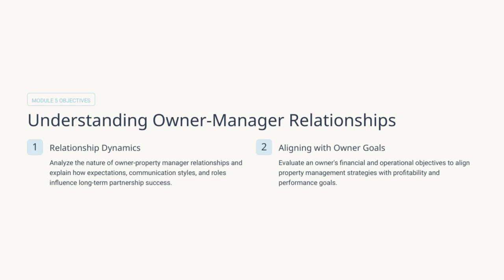Now, let's talk about how important it is to evaluate an owner's financial and operational objectives. Doing this helps us ensure that our property management strategies are aligned with their goals for profitability and overall performance. When we understand what the owner wants to achieve, we can tailor our approach to support those specific objectives effectively. This alignment is key to fostering a successful partnership and driving long-term success for the property.